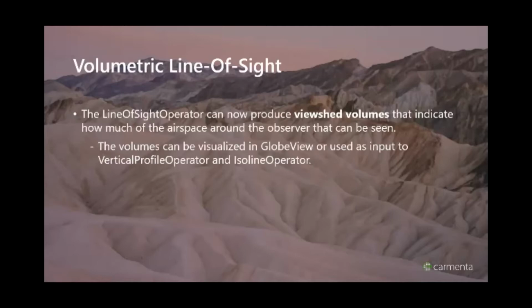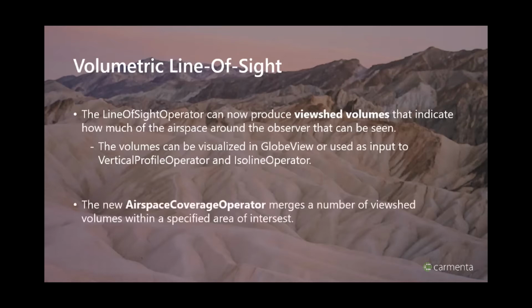These volumes that the line of sight operator can generate, you can use them to present them in a 3D view, of course, but you can also intersect them in various ways. You can, for example, use them as input to a vertical profile operator to cut through the volume that is seen from the observer and see which areas of the vertical profile route actually intersect with the volume. You can use the isoline operator to make horizontal cuts through the volume as well, if you want to present that in a 2D map display.